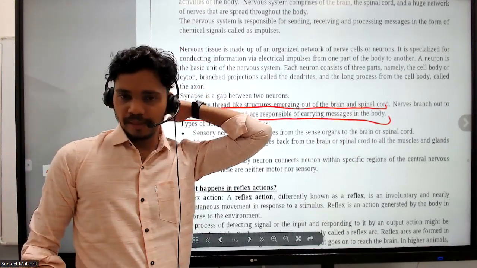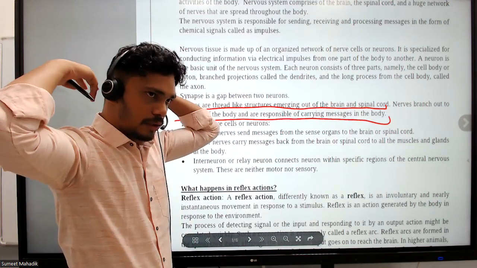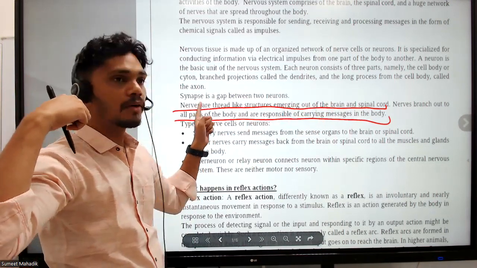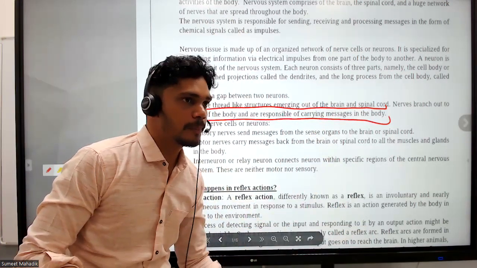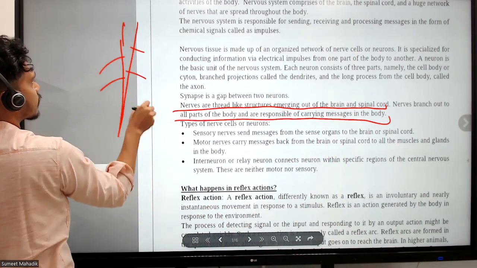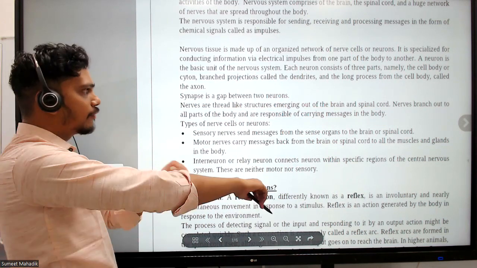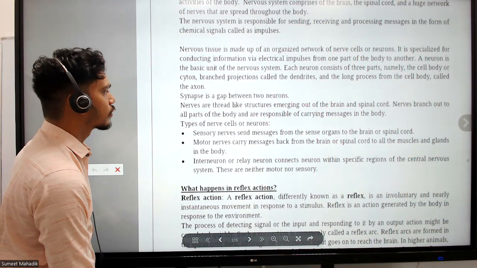From the brain there is the spinal cord. From here, thread-like structures are coming out. That is called nerves. Till the spinal cord end, there are a lot of nerves. Suppose this is a spinal cord, for example. So nerves are like this. They are spread all over the body. At the periphery also, if you touch your hair, you get a sensation because nerves are there.